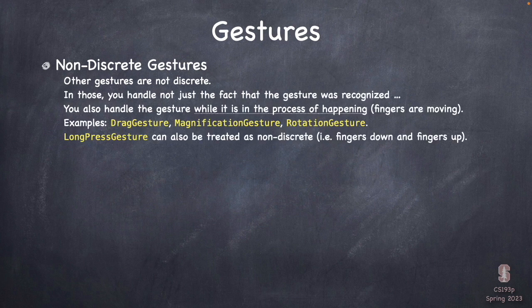In these cases, you're not just handling the fact that a pinch happened or a drag happened. You want to be doing something to give the user feedback while it's happening. That's what the infrastructure here is all about. Typical non-discrete gestures: drags, magnification. There's a rotation gesture, which is you put 2 fingers down on your screen and turn it like a knob. And these things are all handled this exact same way.